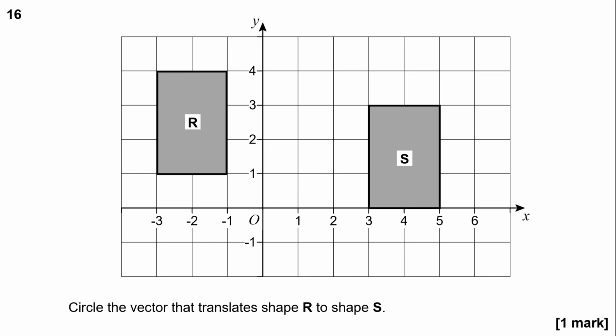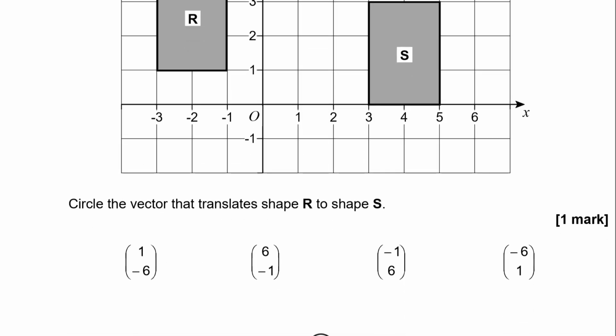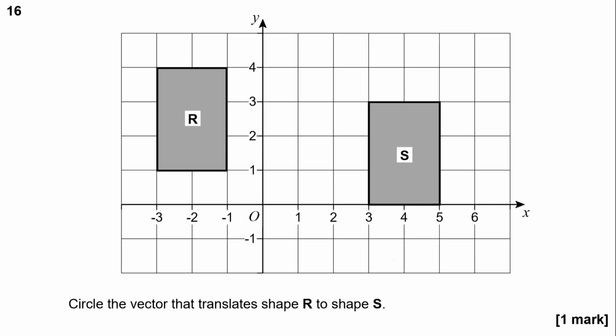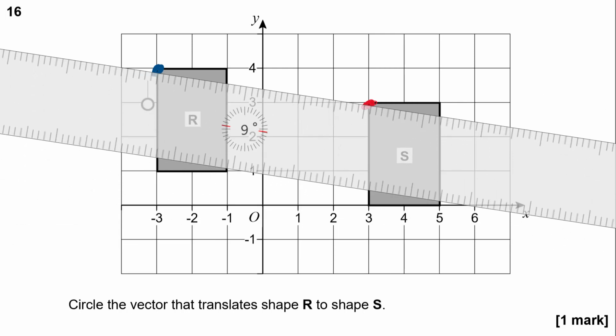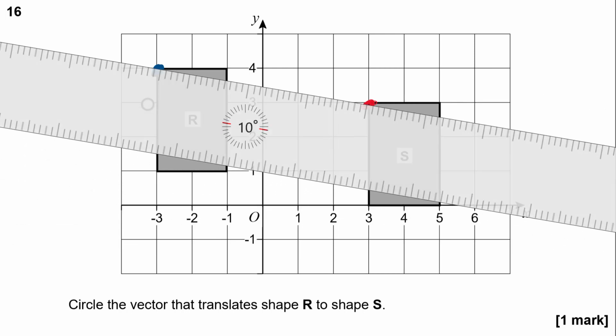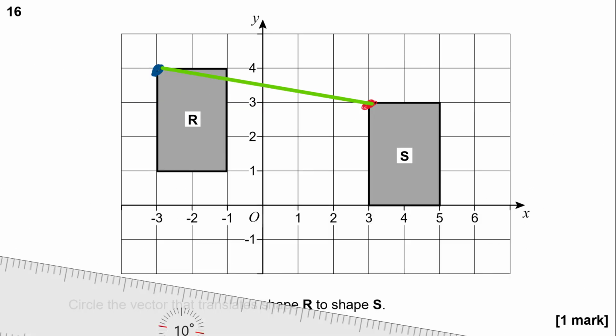Question 16. Circle the vector that translates shape R to shape S. And we've got some choices below, 4 different choices to pick from. Before we look at those though, let's just draw the vector on. Now, when you're translating, you translate a matching point to a matching point. So that point on R is going to get mapped down to that matching point down there on S. So drawing the vector on, it's going to be that vector, isn't it, that we're trying to find, this one.